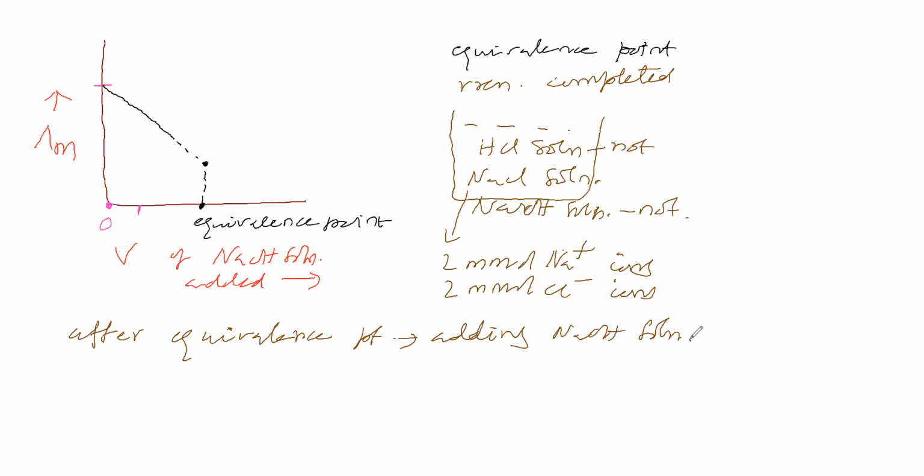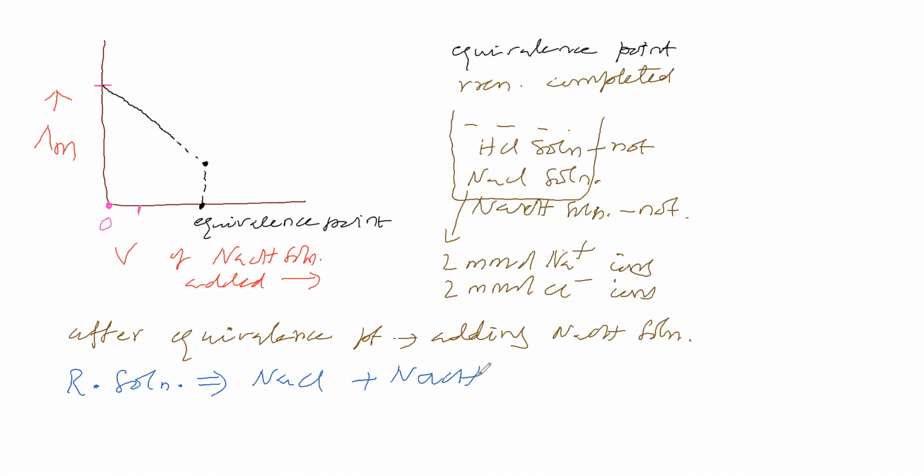So what will happen? That we'll see. Now the resulting solution contains what? Sodium chloride is there, and the added sodium hydroxide also will be there. The added sodium hydroxide will not go for reaction because there is no more HCl, so it will be present in the solution as it is.